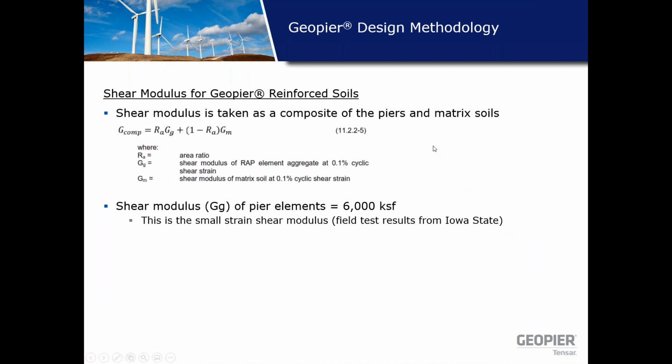So similar to what we did for the elastic modulus approach for settlement, we take a composite modulus for the shear modulus as well, right? So it's a weighted average based on the area of the pier versus the area of the matrix soils between the piers. So what we need to figure out is the shear modulus of the geopier and the shear modulus of the soil. Well, we've run tests at Iowa State and have determined that the shear modulus of the pier elements is about 6,000 KSF.